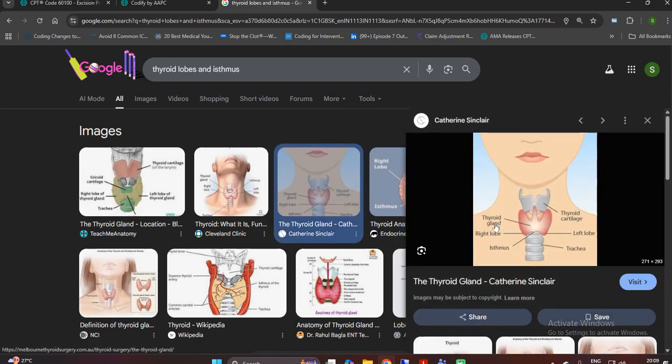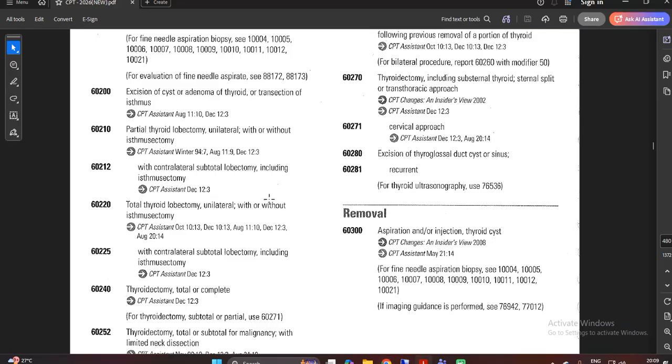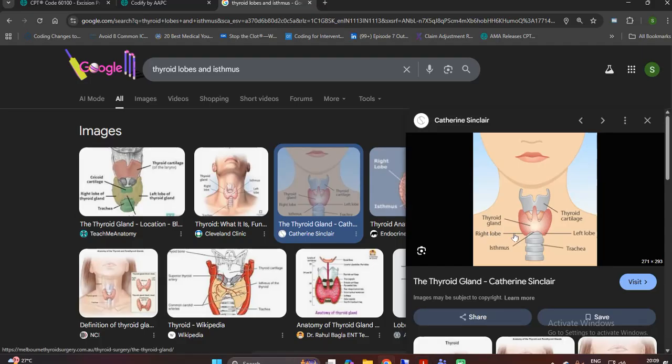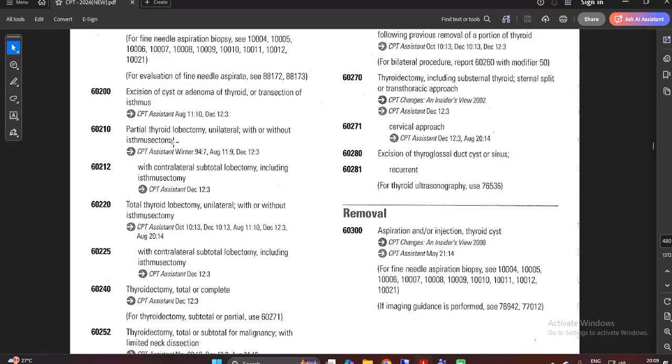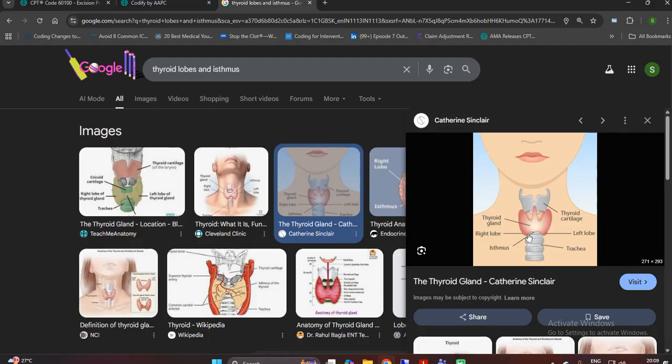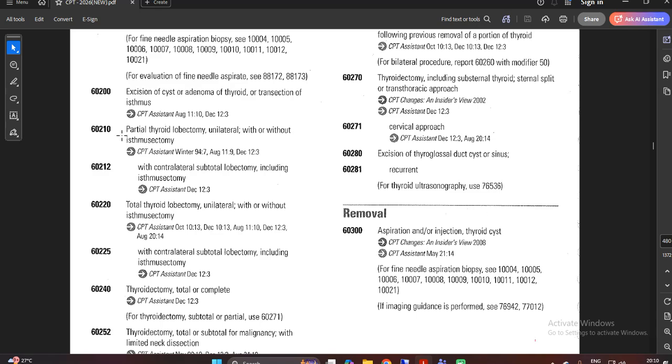So this is the thyroid gland. This is the thyroid cartilage. Right lobe, left lobe. In this code 60210, the patient will not have the total thyroid removed, like the right lobe. He will remove part of the right lobe. So that time you can code this one: partial thyroid lobectomy, unilateral. Only part of this lobe is removed. That time you can code this one.